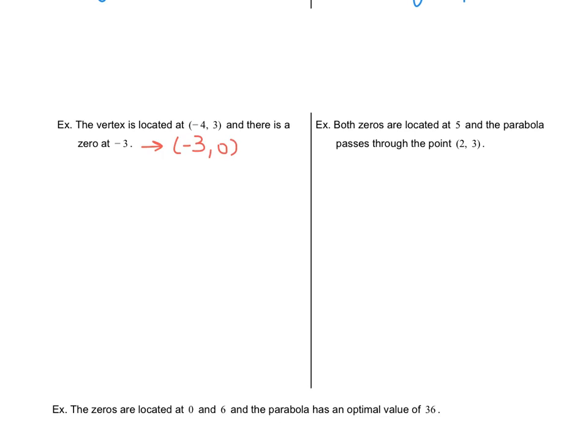So in this example, the vertex is (-4, 3), and your coordinate that they're giving you is (-3, 0). So why don't you pause the video here and try this example out. Put the vertex into vertex form, sub your point in, and isolate for a, and then come back here to check your work.